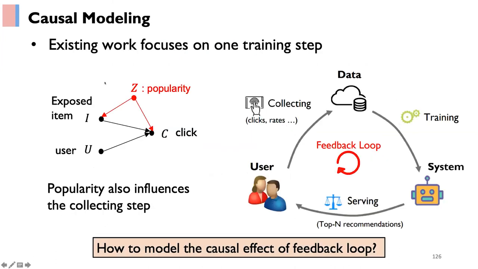And this is about the causal assumption. As to the modeling, the second part, existing causal recommendation methods only focus on one training step. However, as we emphasize a lot, recommendation is not a one-shot deal. It is a feedback loop. And factors like popularity not only influence the current training set, they can also influence the following data collection step. And so here comes the second open problem, that is how to model the causal effect of the feedback loop.